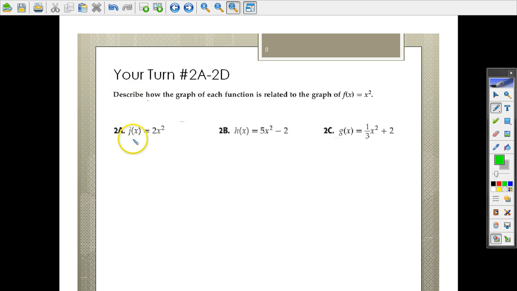Okay, go ahead, do 2a, 2b, 2c, compared to parent graph x squared. Did it get narrower or wider? Did it shift up or down? So go ahead, do those 3 problems and come back when you're done.